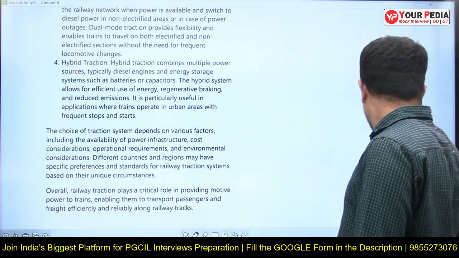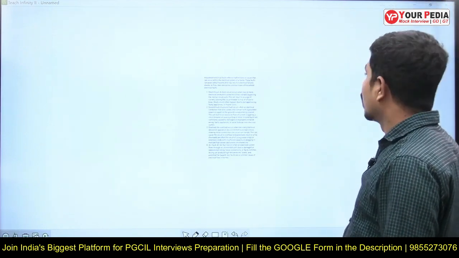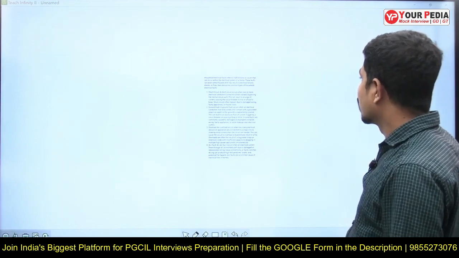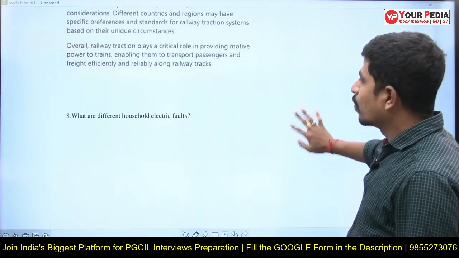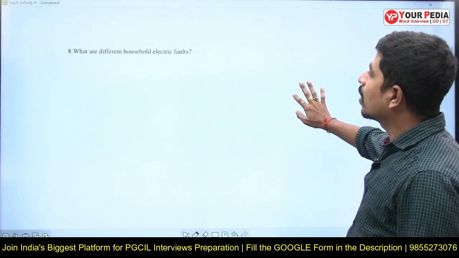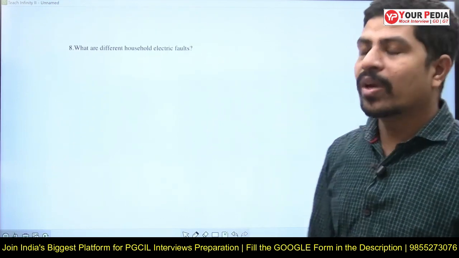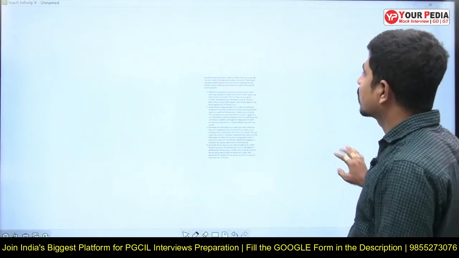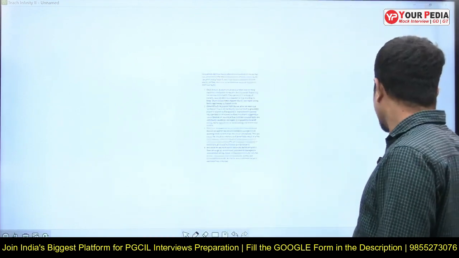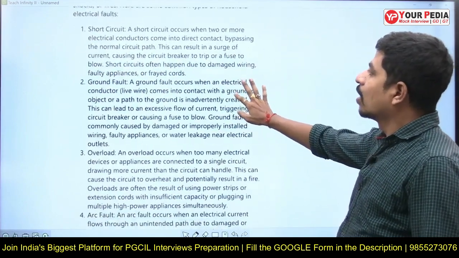Let's go for the next question. The question is, what are different household electric faults? In our houses, what different kinds of faults will we get? These are the different kinds of faults we get at houses.